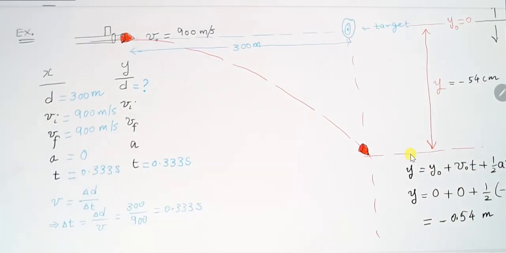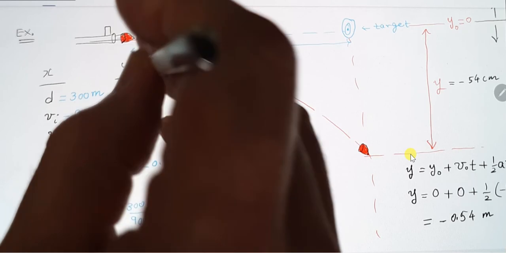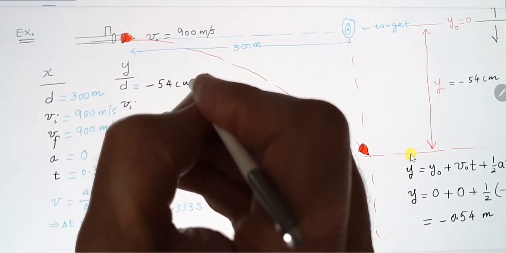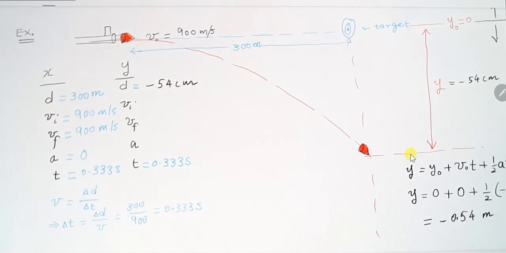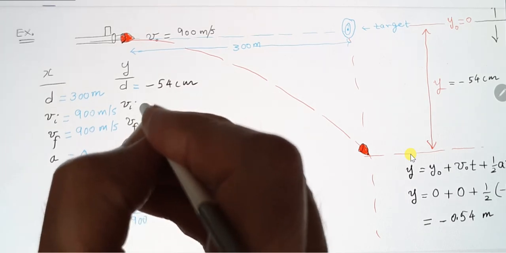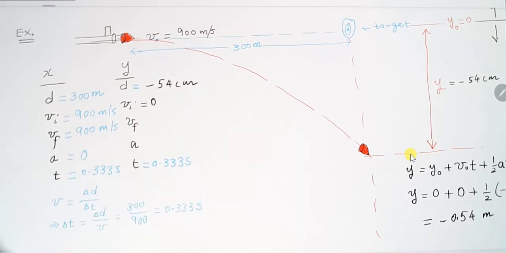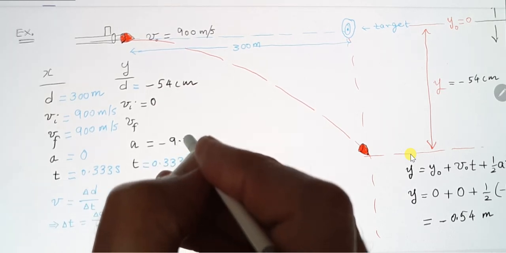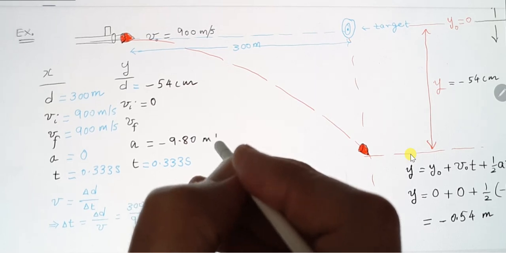So here we come and put minus 54 centimeter. Well, 54 or 0.54 is the same. V initial is 0 because it starts from 0 in the y. Now, what's acceleration? Acceleration is minus 9.80 meter per second square.